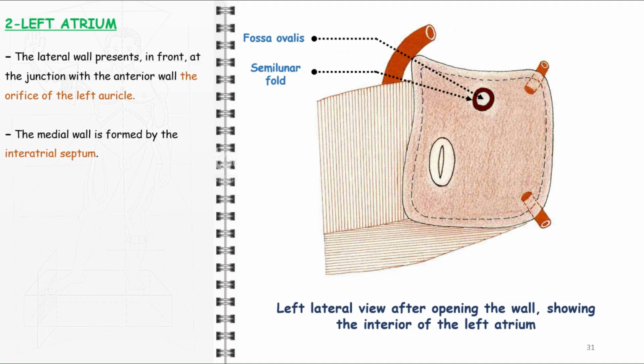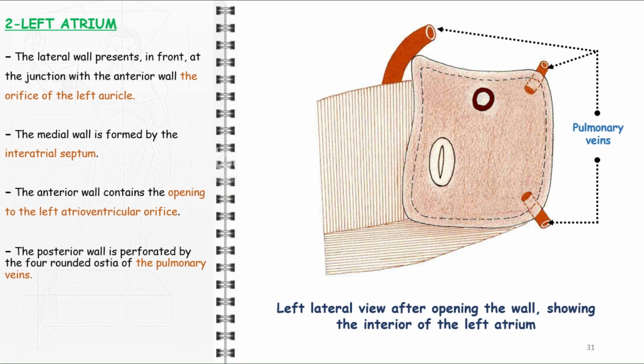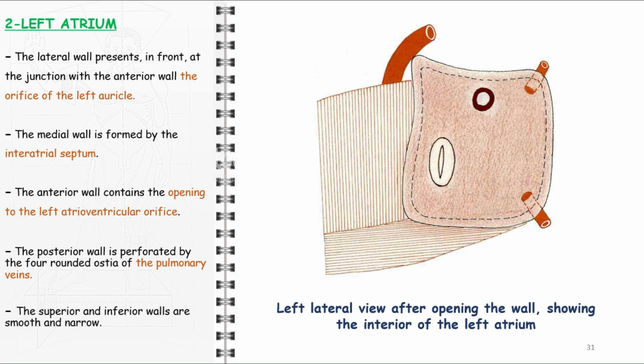The anterior wall corresponds to the left atrioventricular or mitral orifice. The posterior wall is perforated by the four rounded ostia of the pulmonary veins. And the superior and inferior walls are smooth and narrow.